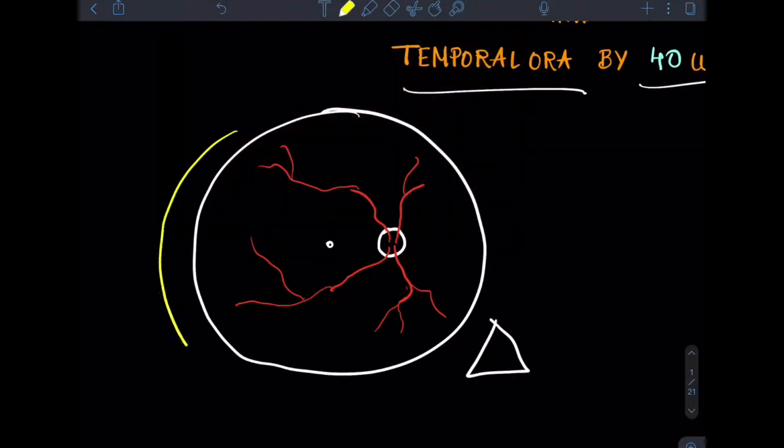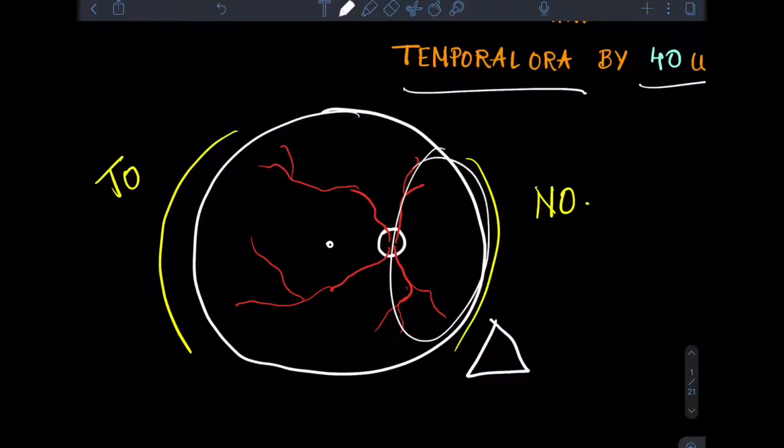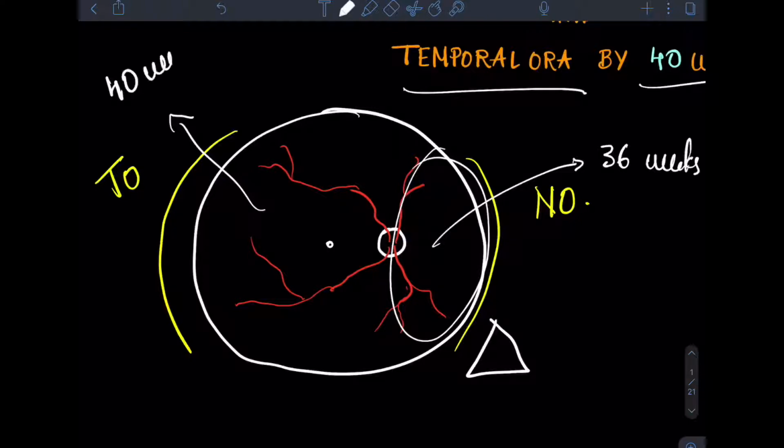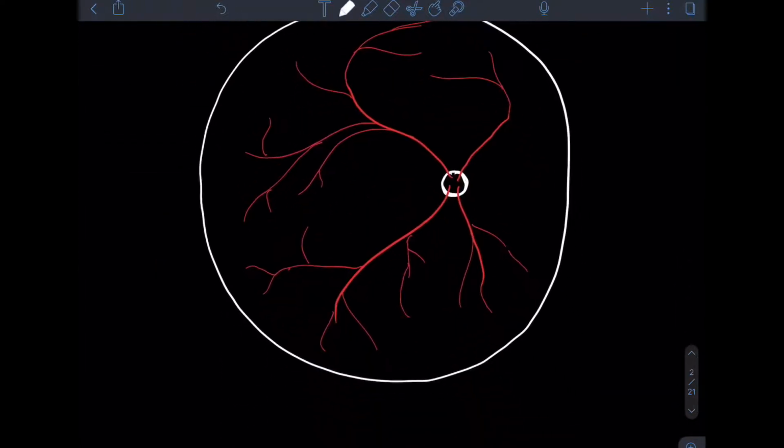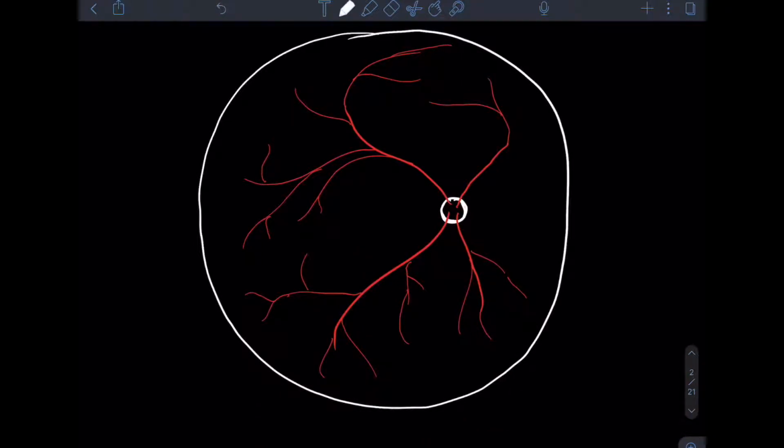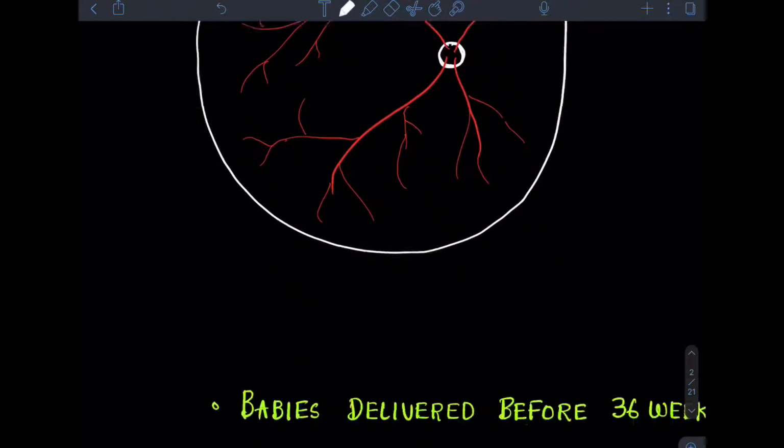This is the temporal ora and this is the nasal ora. To reach here, the vessels take 36 weeks. And to reach here, the vessels take 40 weeks. So this is the normal development. And the overall normal vasculature will look something like this. This is the normal development.